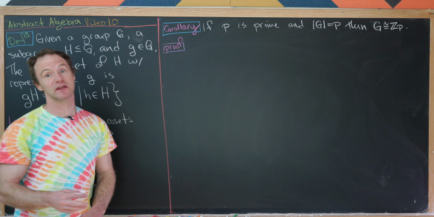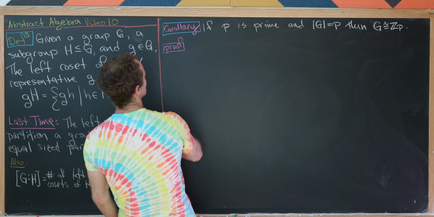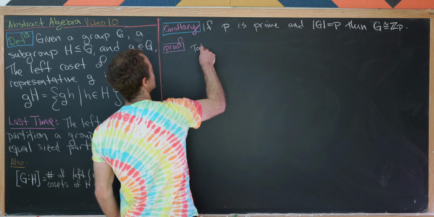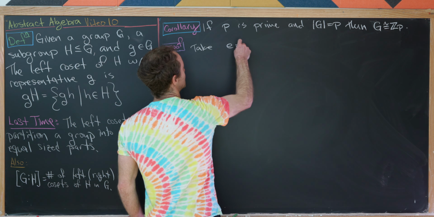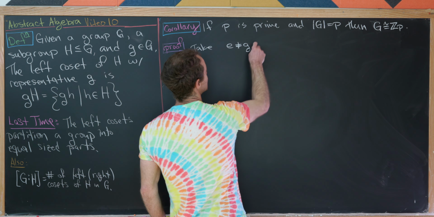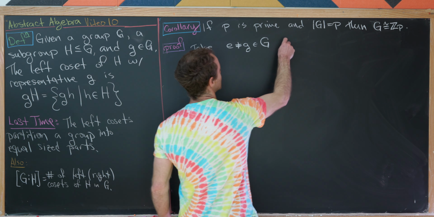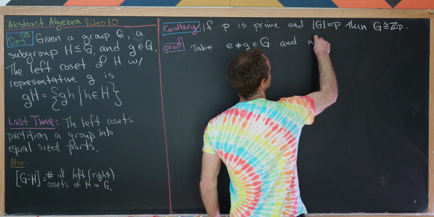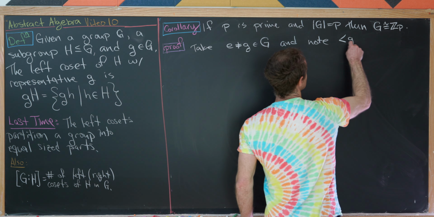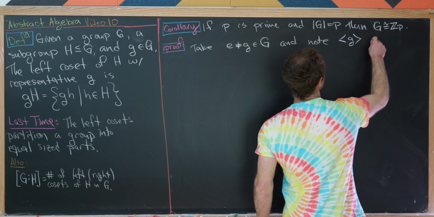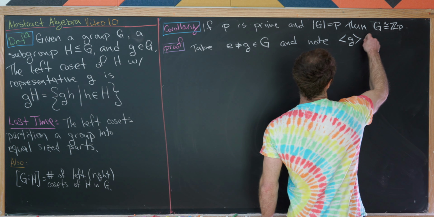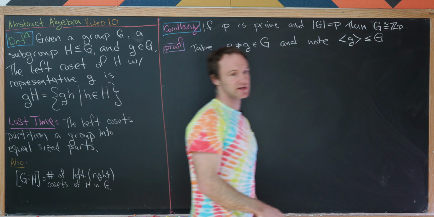This is actually going to be quite quick. So let's take an element which is not the identity inside of G, and let's notice that the cyclic subgroup of G is, well, it's a subgroup of G.